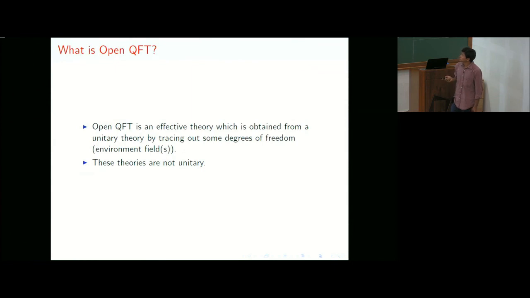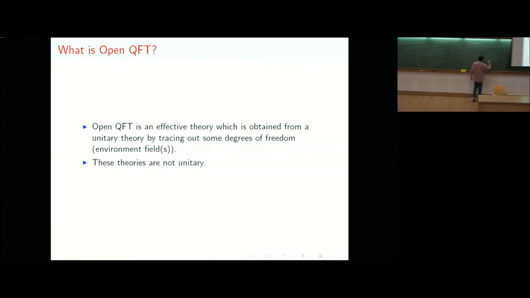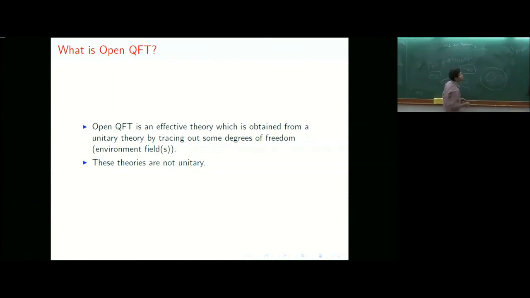So what do we mean by open quantum field theory? Let's say we have two fields in a system: one is the system field and one is the environment field. This is the whole system, this is the system, and this is the environment. If we integrate out the environment degrees of freedom, then we get an effective field theory, and that we call open quantum field theory. These theories are not unitary.